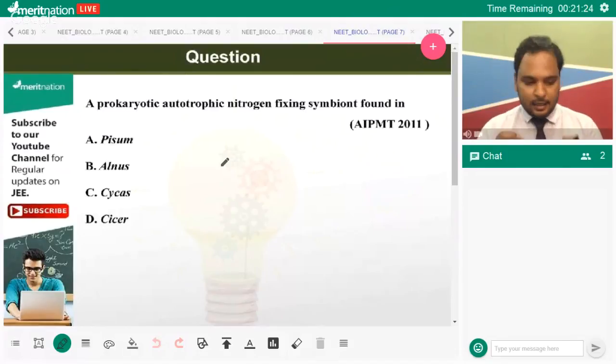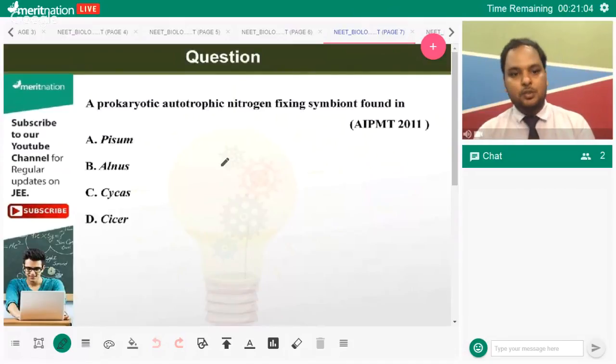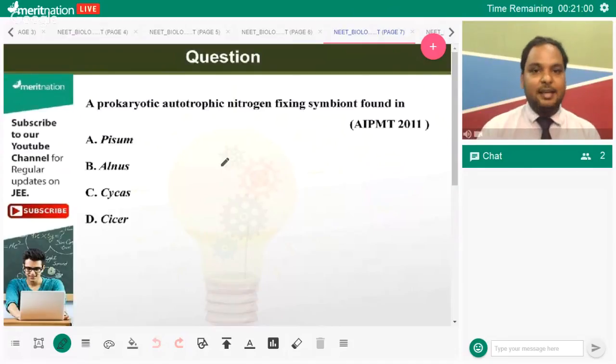Okay, fine. It's Anabaena. Not Nostoc, not just any bacteria, it's Anabaena. So Anabaena lives inside Cycas, or with Cycas, and they have a very good symbiotic relationship between them. Anabaena gives nitrogen to the developing Cycas, and Cycas gives them food as well as shelter.